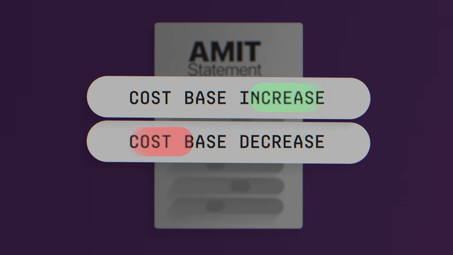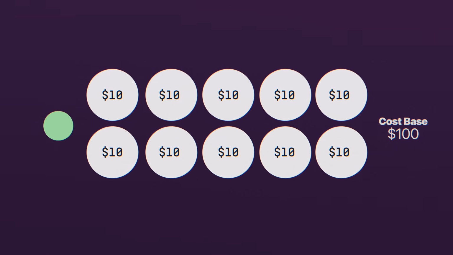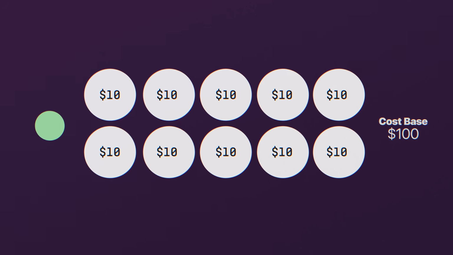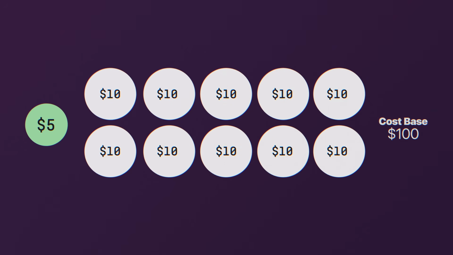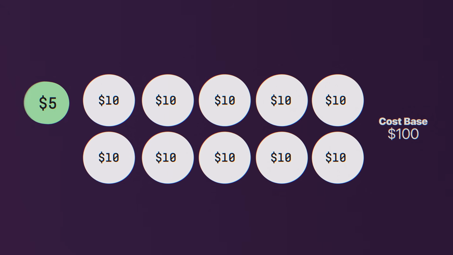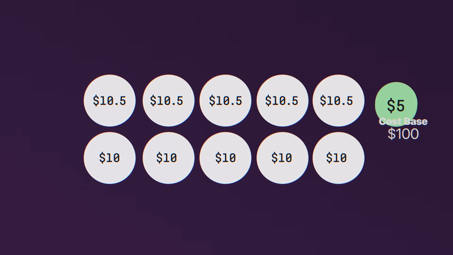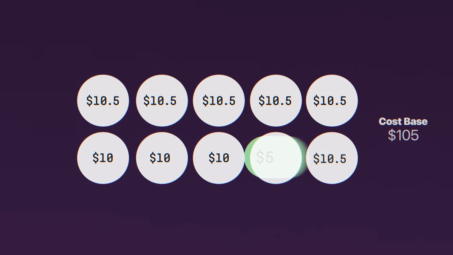We'll look at a simple example of a cost-based increase. First of all, you buy 10 shares at $10, giving you a total cost base of $100. And a year later, you get your AMIT statement. It shows a $5 cost base increase. Now, this is the part most people miss. That $5 doesn't just sit on its own. It actually changes your original purchase. So your cost base is no longer $100, it's now $105.